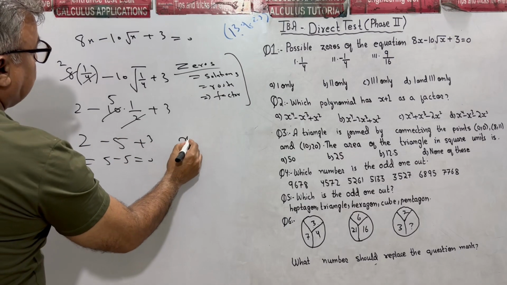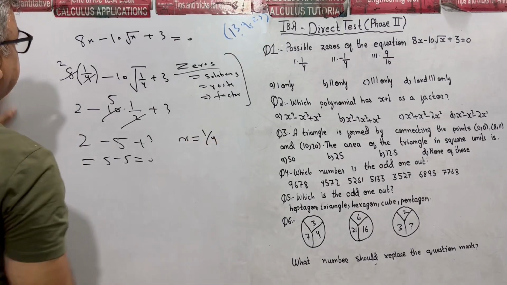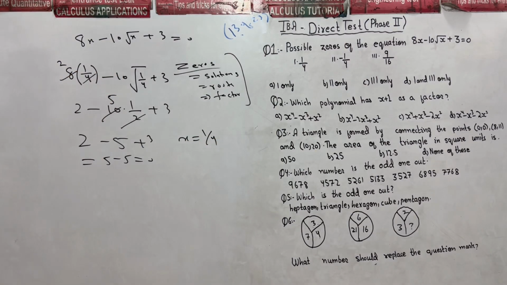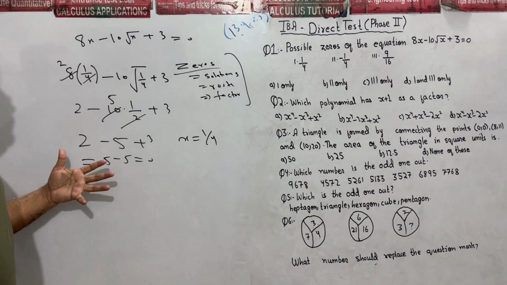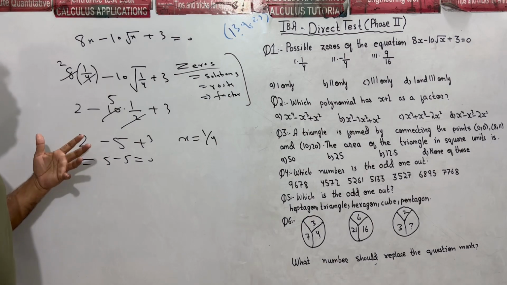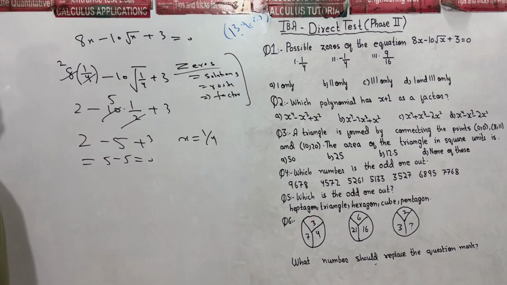So yes, x equal to 1 upon 4 is a root of this equation, a solution of this equation. X equal to 1 upon 4 is a zero of this function, a solution of this equation, root, factor, whatsoever.